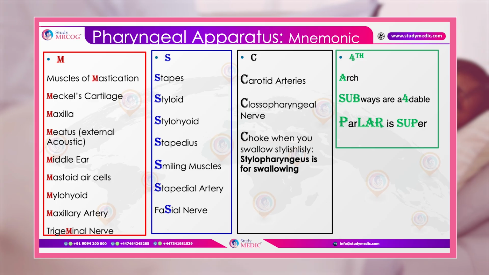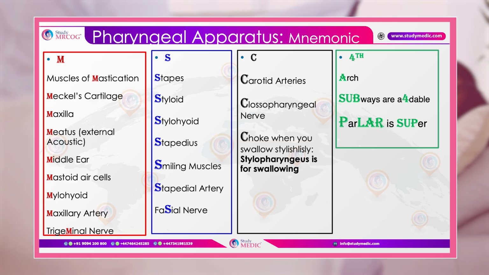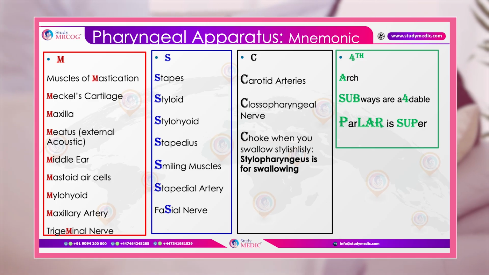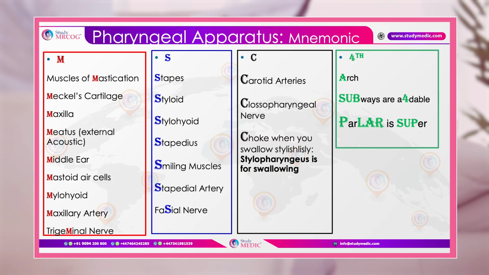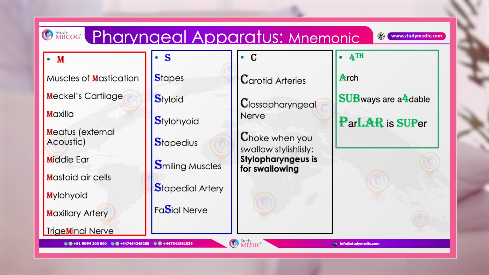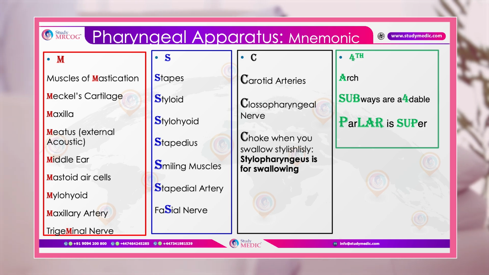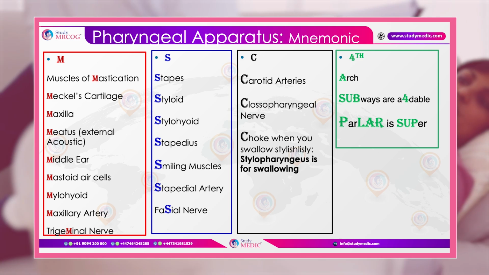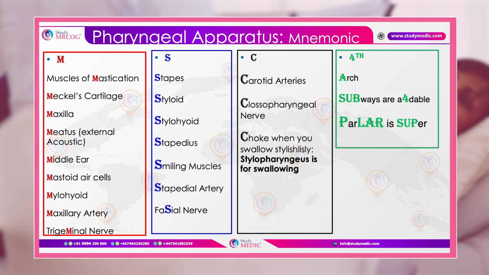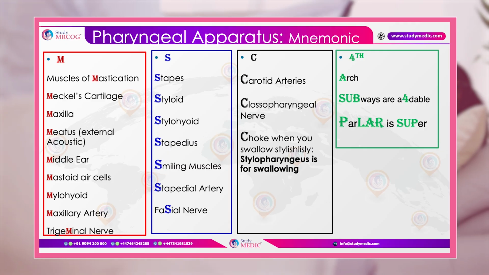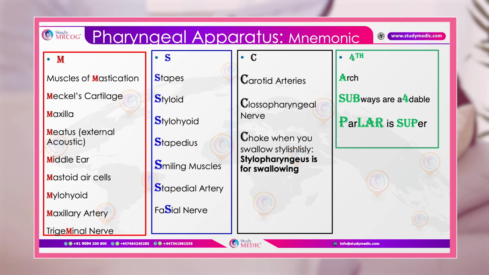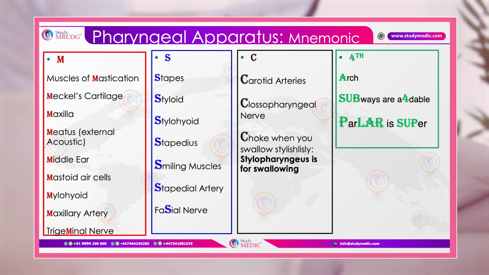So stylopharyngeus for swallowing, that's how you remember the third pharyngeal arch derivative. The fourth, of course, is the arch of the aorta and the subclavian, okay? So subways are affordable, okay? So the subclavian is from the fourth aortic arch, and the arch, of course, has 4 alphabets, so the arch of the aorta is the fourth arch derivative, okay?